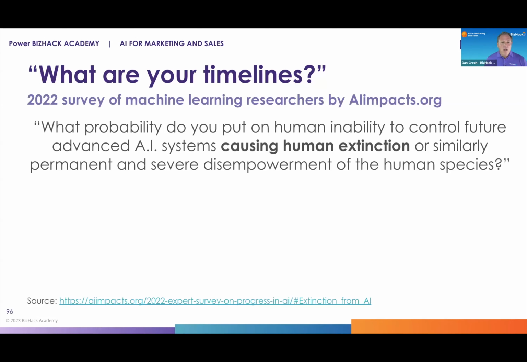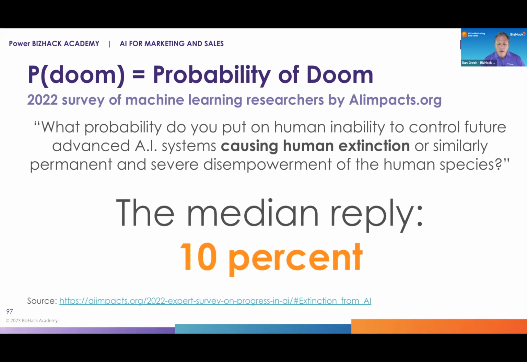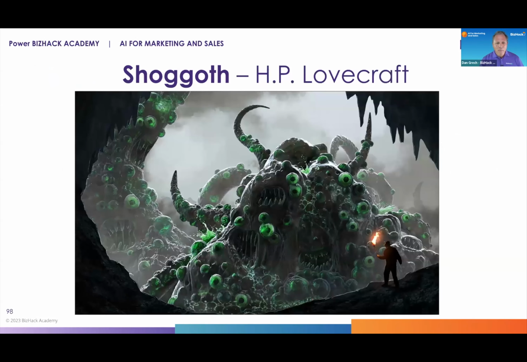In a 2022 survey, they asked machine learning researchers, what is the probability that advanced AI systems will cause human extinction? And the median answer was 10%. So the median response was that there's a 10% likelihood of a PDOOM, or probability of doom scenario, due to AI.